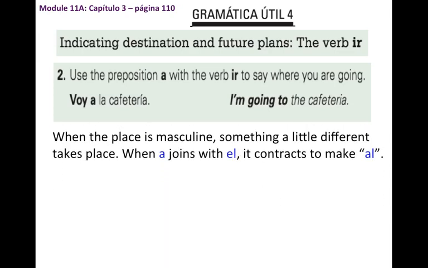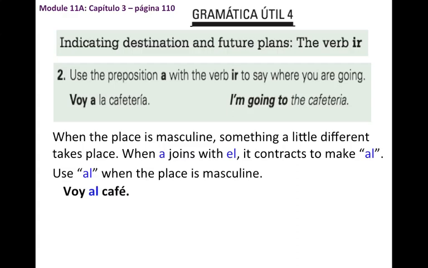Now let's take a look at what happens when the place is masculine. When the place is masculine, something a little different takes place. When a joins with el, it contracts to al. So you use al when the place is masculine. So repitan, por favor, voy al café. Voy al café. I'm going to the cafe.